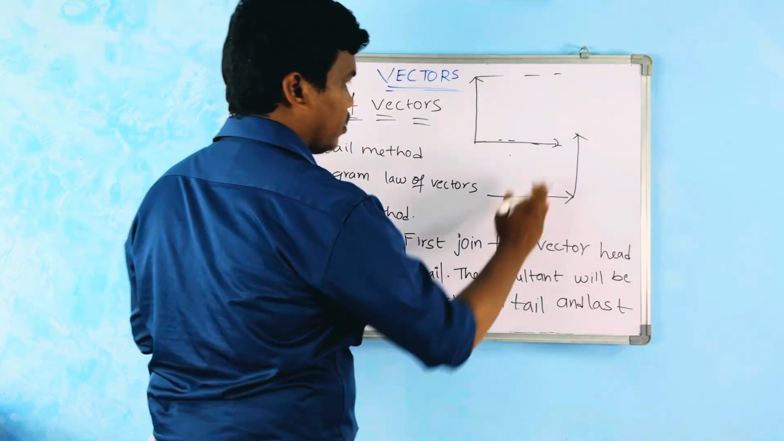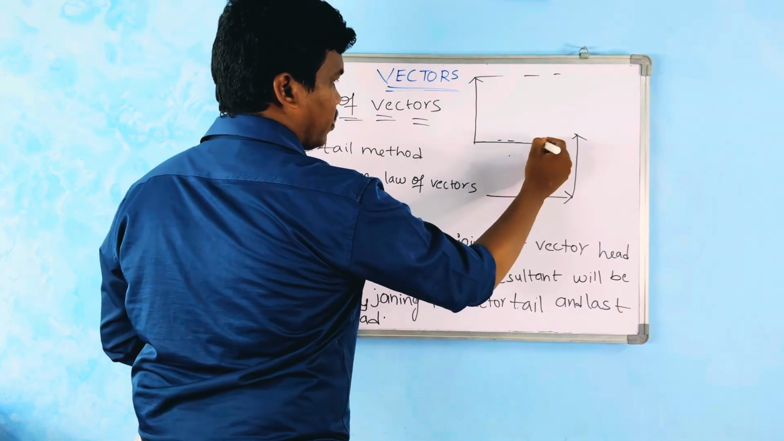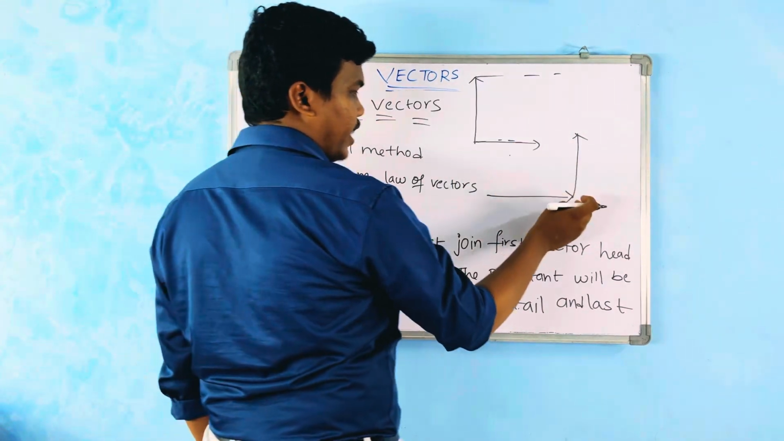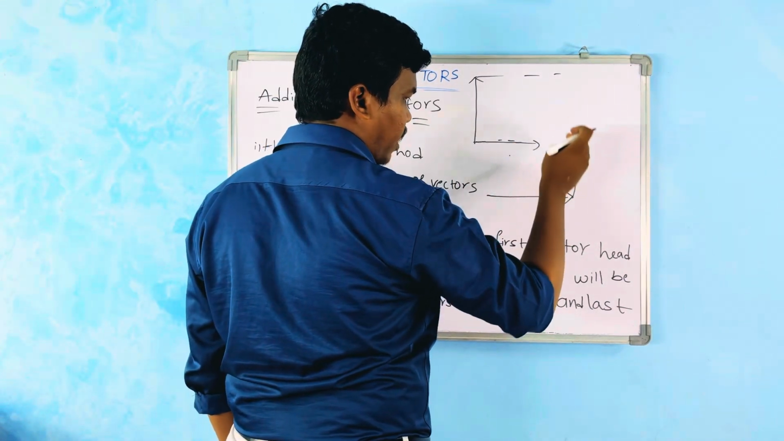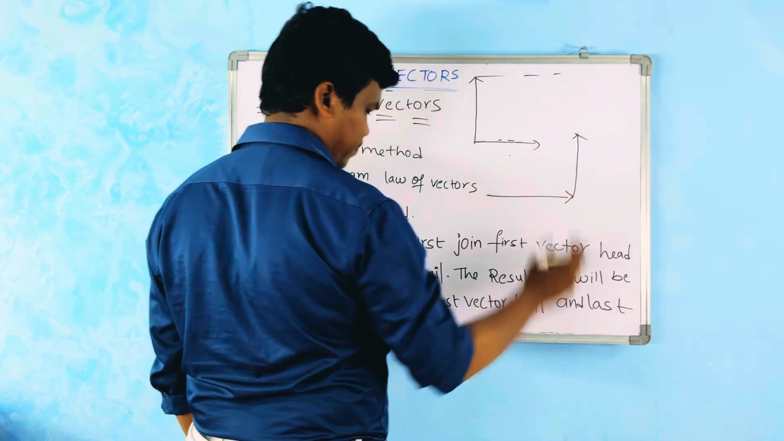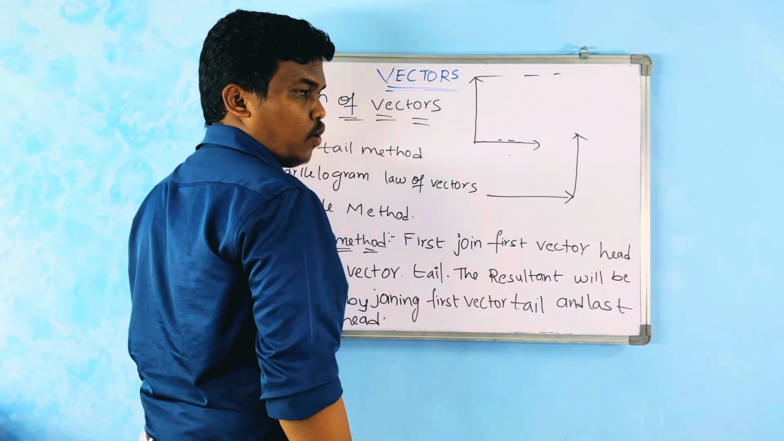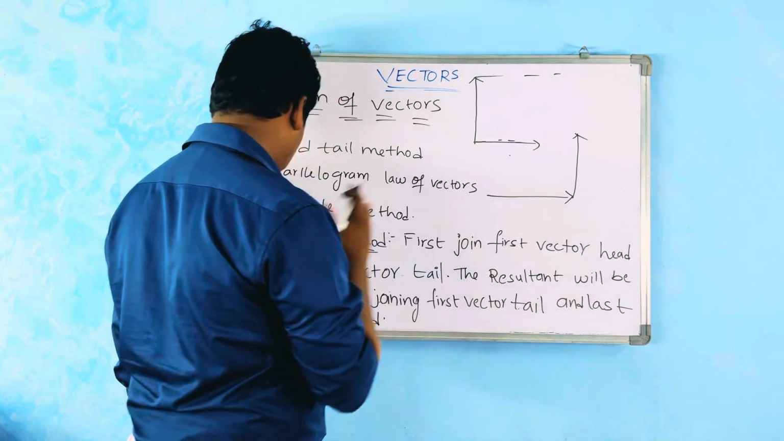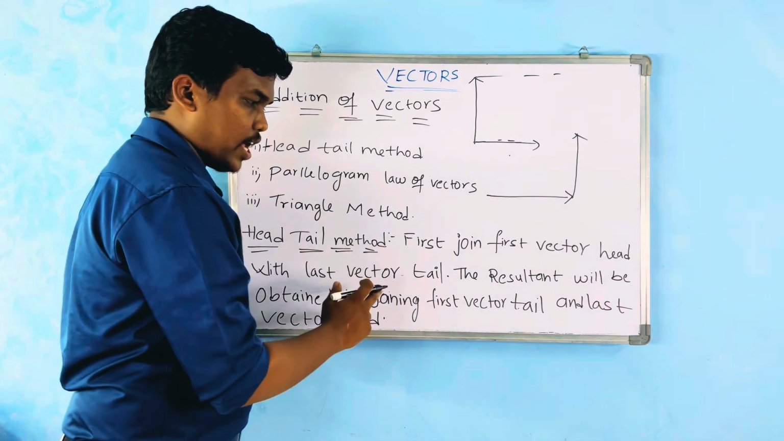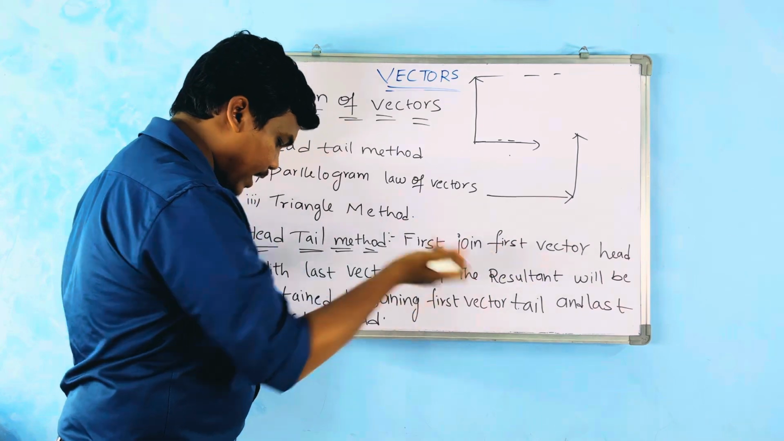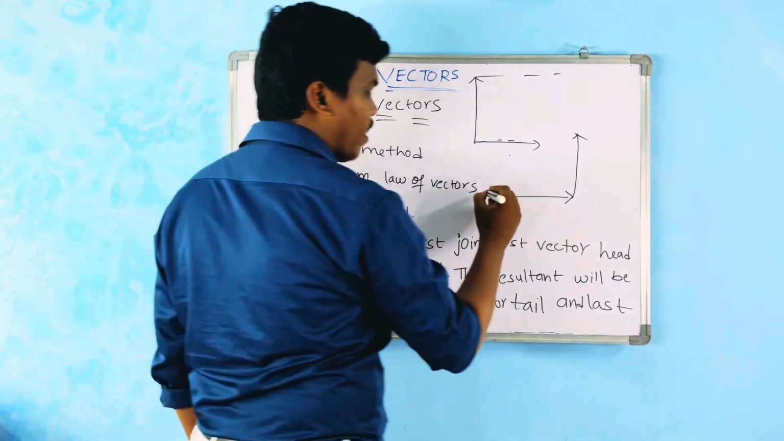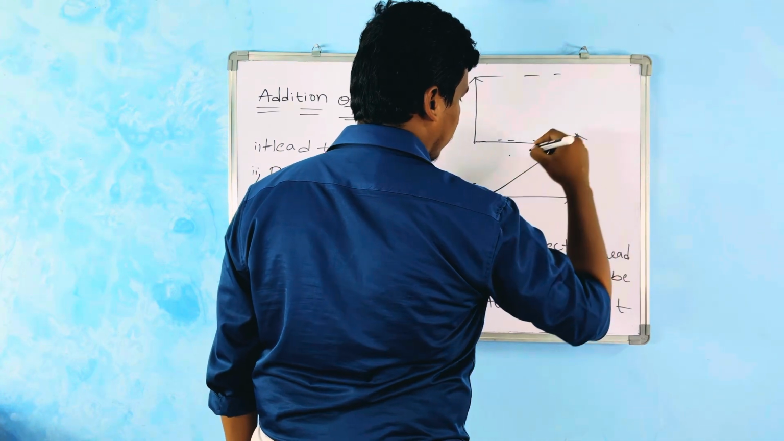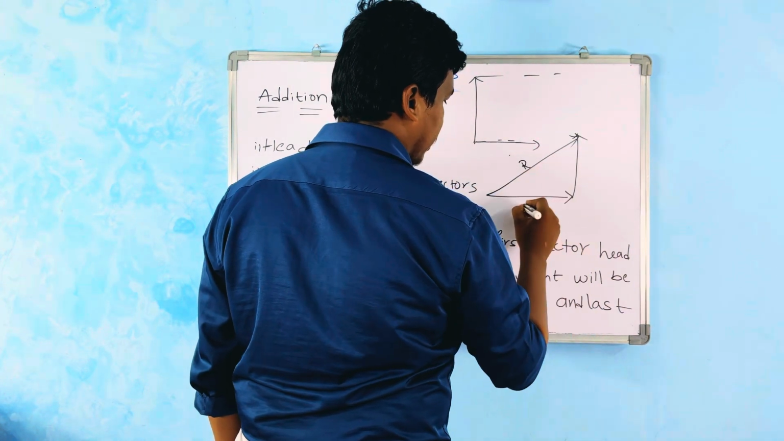Here is the parallel shift. Okay. Now the first vector head is joined to the second vector, or last vector tail. Now how can we get the resultant? The resultant will be obtained by joining first vector tail and last vector head. Now I am going to join first vector tail and the last vector head. This will be the resultant.